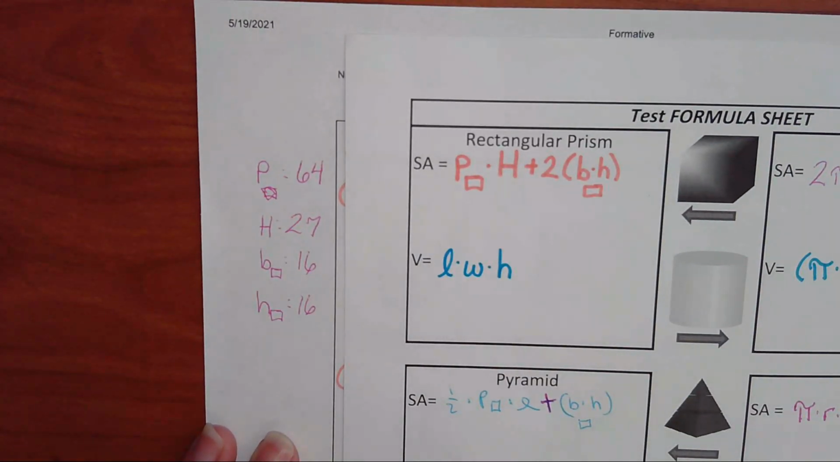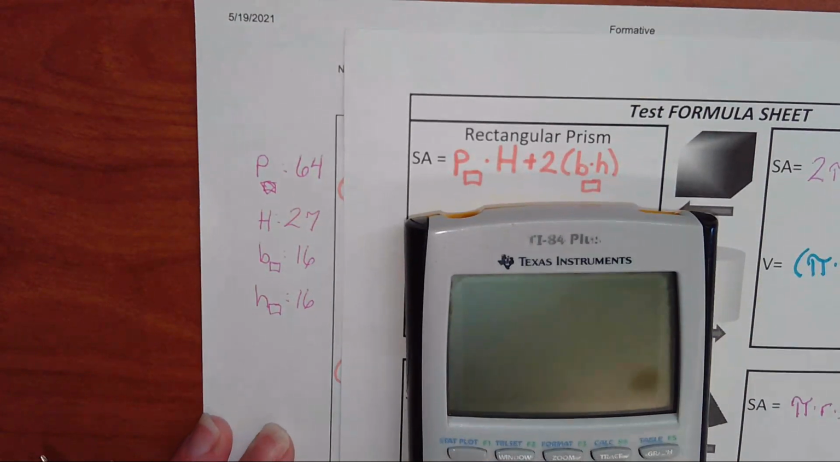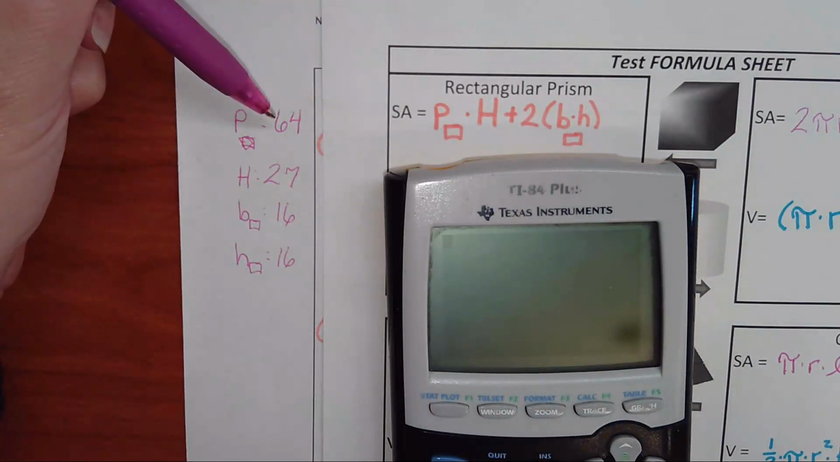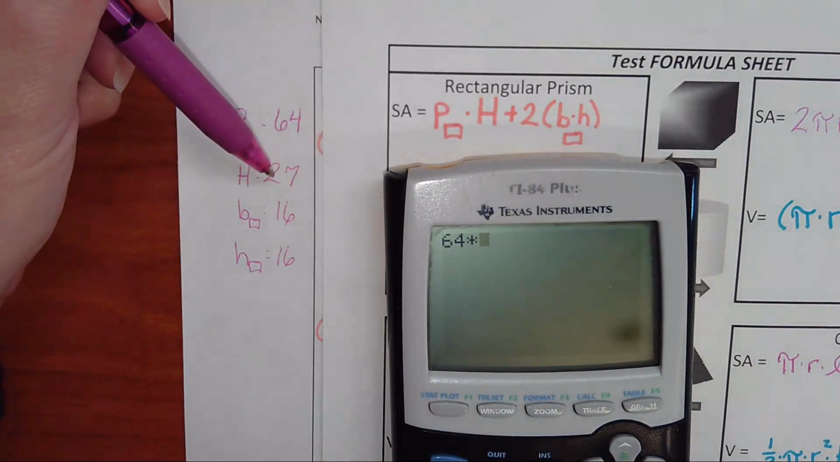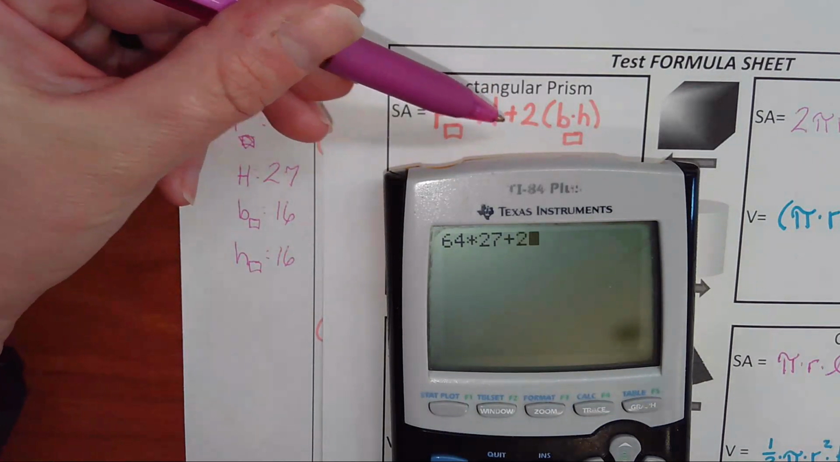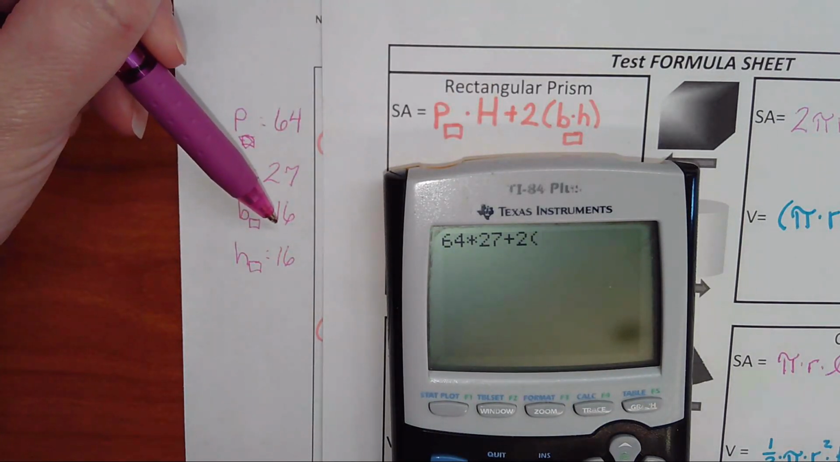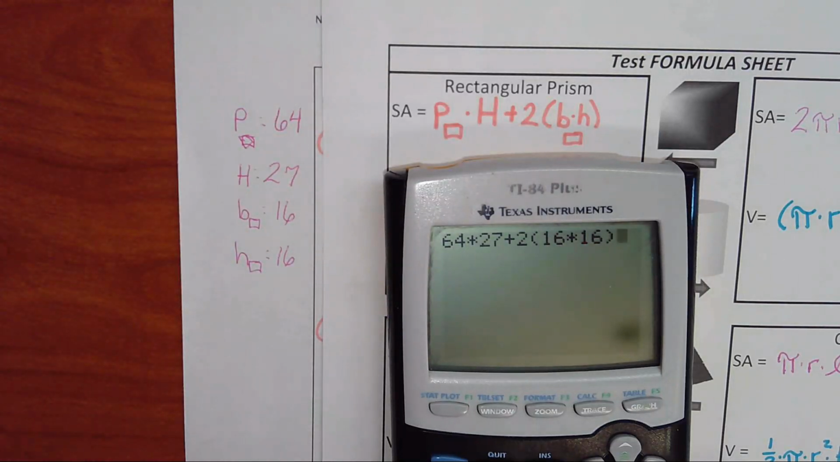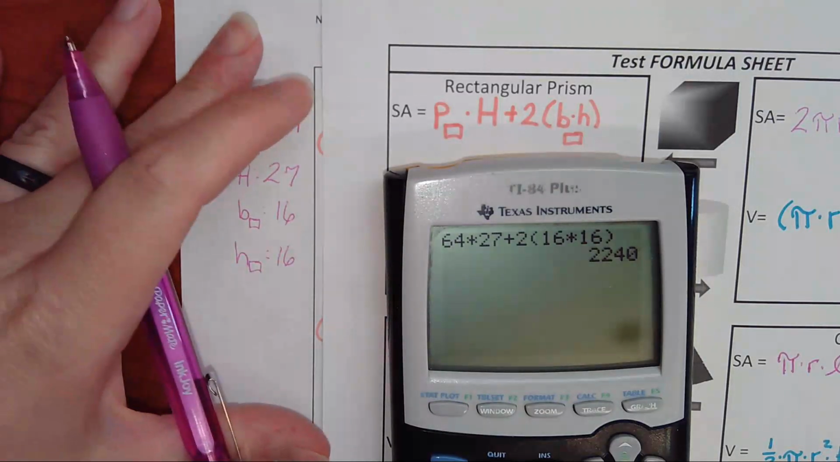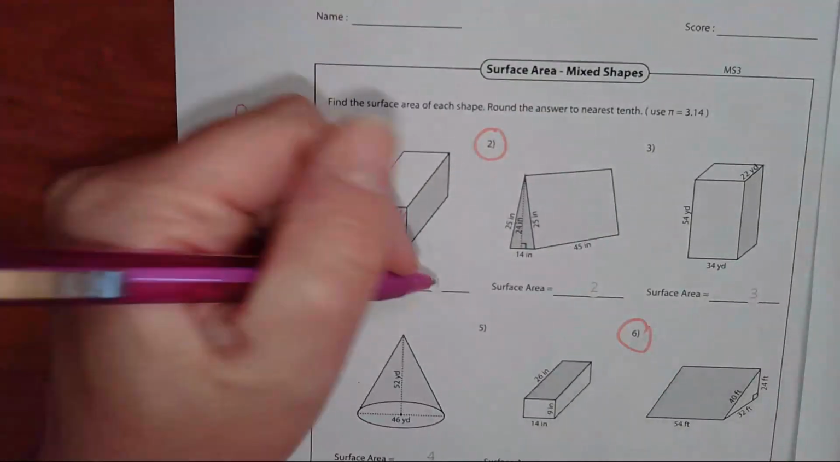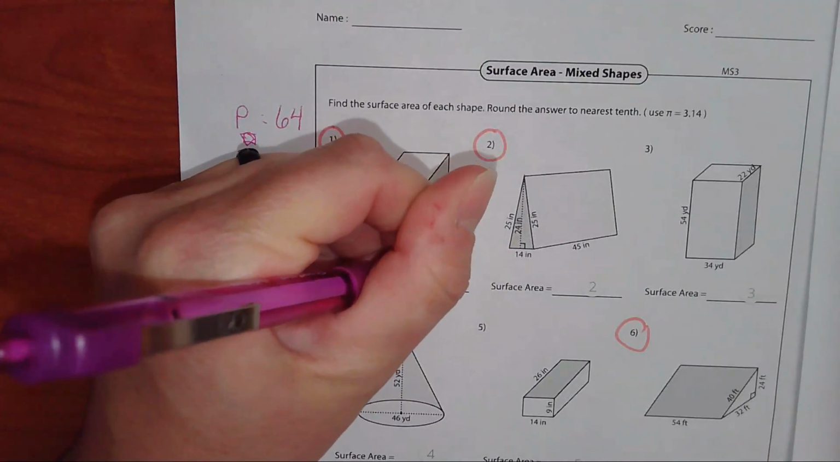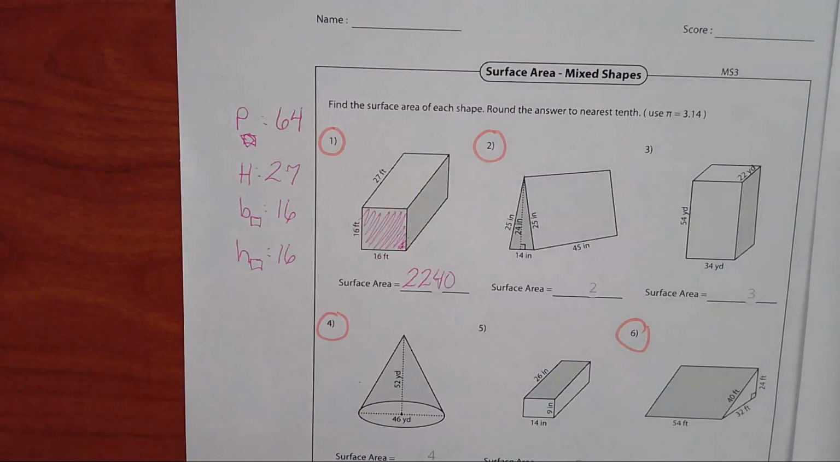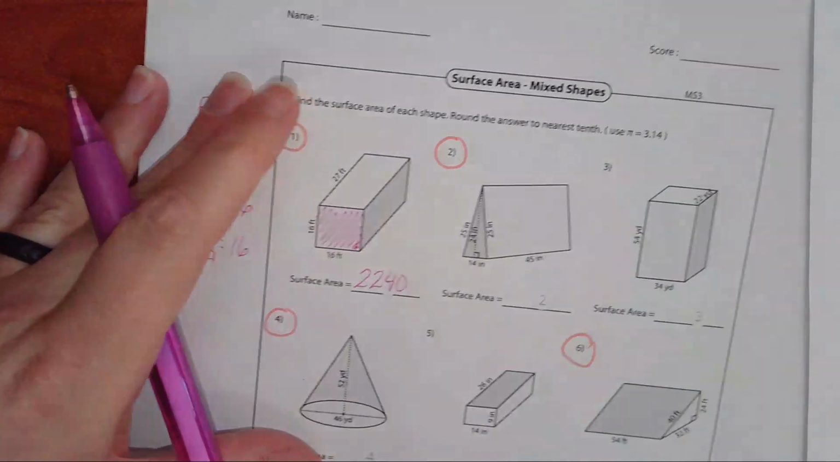So now that you have those numbers, we can plug into our formula. I'm just going to use one of my school calculators here. It says take the perimeter, 64, times the height, 27, plus 2 times 16 times 16. Just plug it all in at once, and you can do this in decimals as well. And you get 2,240. That's it.